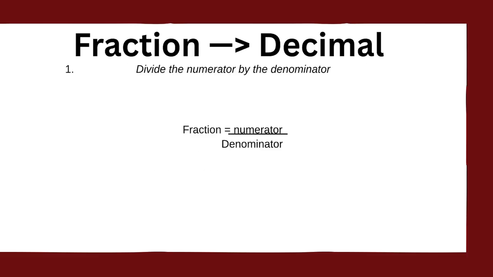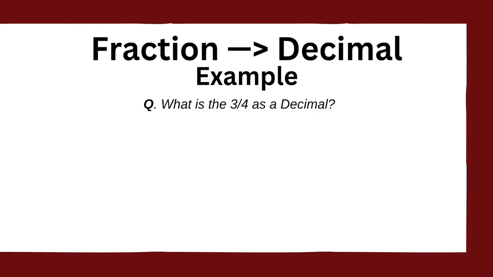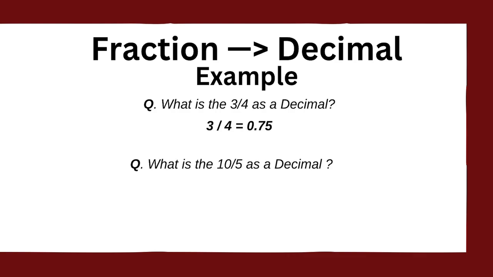But now, what if I want to change a fraction into a decimal? The fraction already sets up the problem for us, and it's pretty self-explanatory. So I'm going to divide the numerator by the denominator. So for example, what is 3/4 as a decimal? When I do 3 divided by 4, I know I get 0.75. So that is the decimal form of 3 over 4, 0.75.